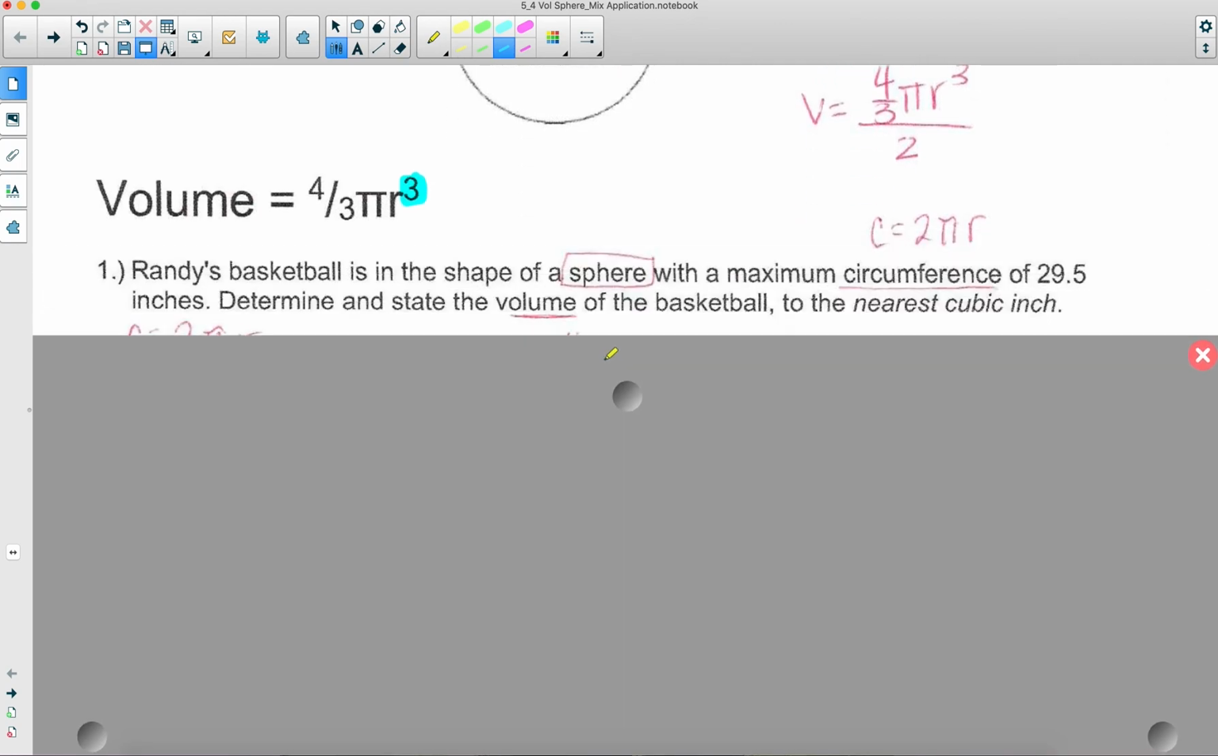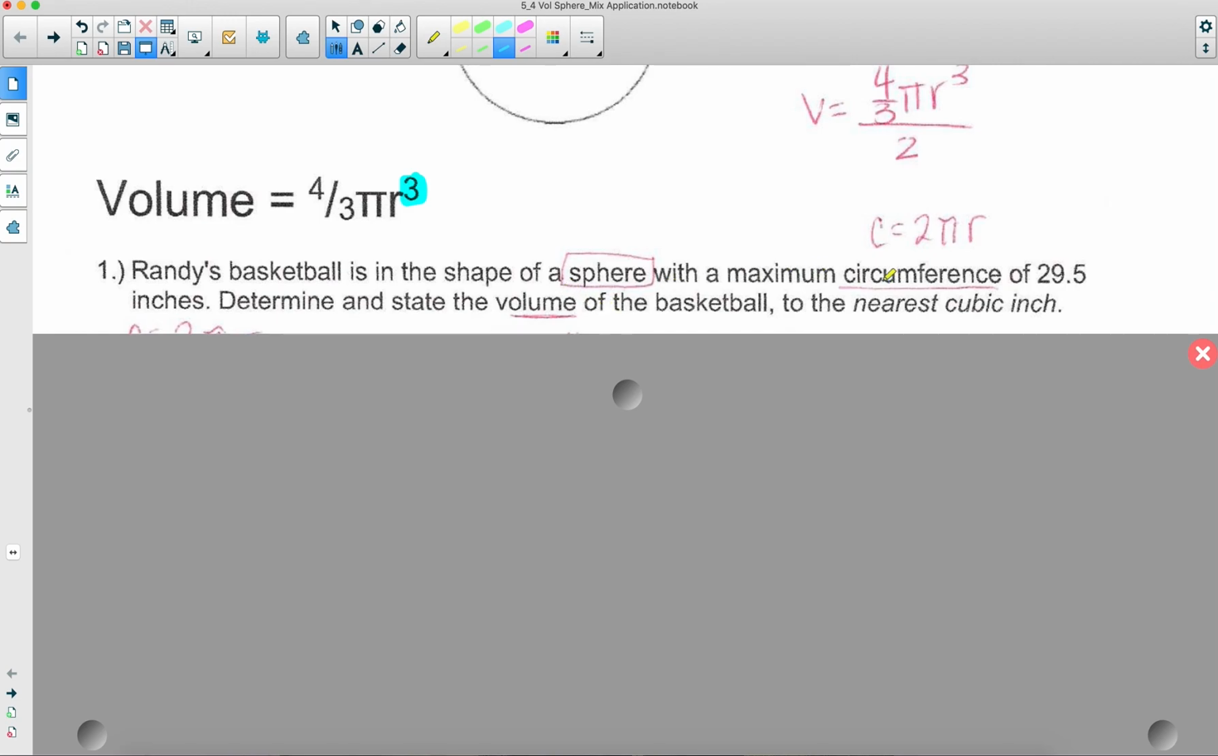Here's the first one. Randy's basketball is in the shape of a sphere with a maximum circumference of 29.5 inches. Determine and state the volume of the basketball to the nearest cubic inch. So they're taking two separate ideas and combining them together in one question. First, we know it's 3D, so we have a sphere.